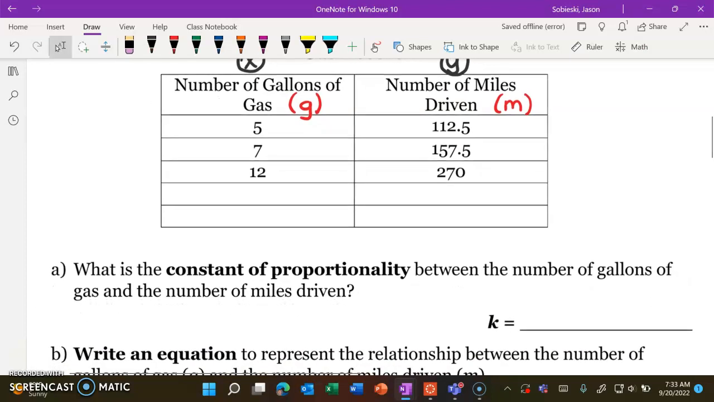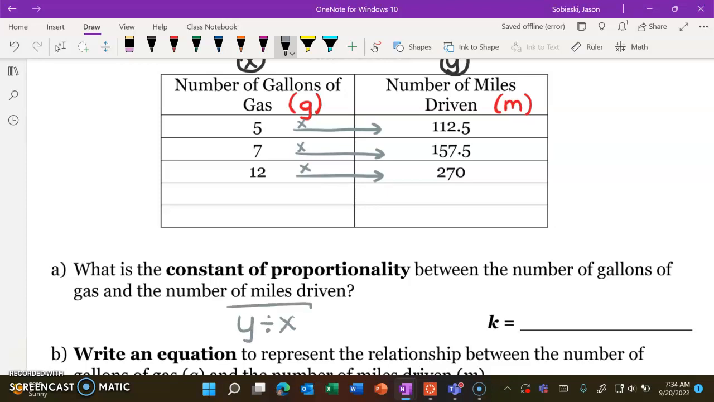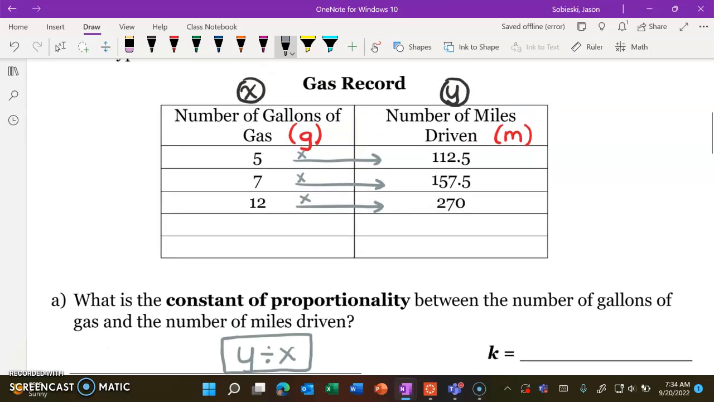Question part A asks us to find the constant of proportionality, again, which is this special multiplier that gets us from gallons of gas to the number of miles. Hopefully you remember from our lessons that we can either try to guess and check, or we can use this shortcut, y divided by x, right? If you take any number in the right column and divide it by the number in the left column that goes with it, you'll get your constant of proportionality. So why don't we do that?